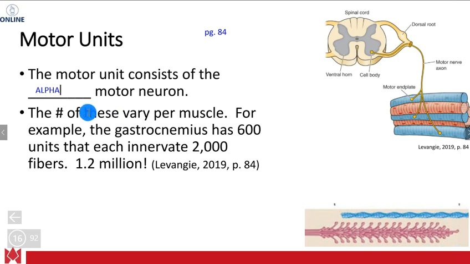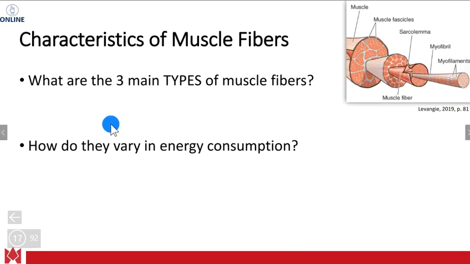We do know these vary greatly per muscle. For example, the gastrocnemius has 600 units that each innervate 2,000 fibers. So it's just an amazing number of these units within our body. So you can see how intertwined the system is and how many different units could contract simultaneously. It's quite amazing. Now, of course, there's different types of these muscle fibers, and different muscles have different orientations or dispositions for these.